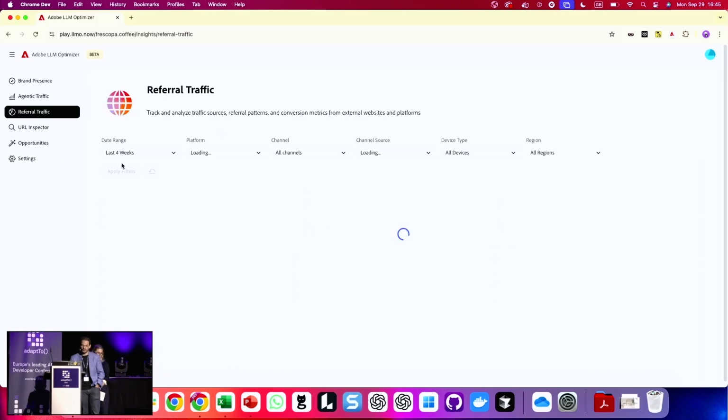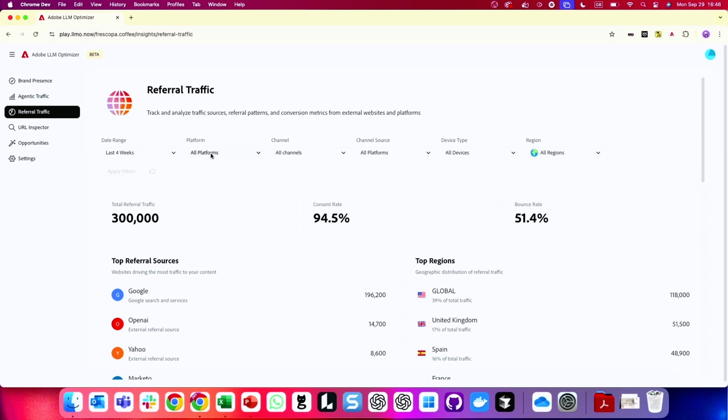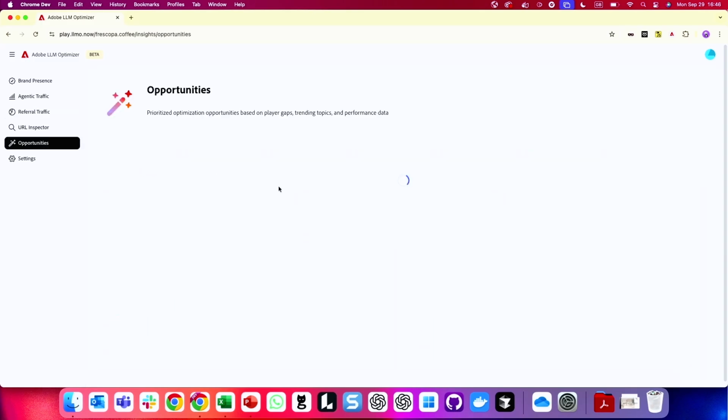We also have the referral traffic information. So these are users who are going to the LLMs and clicking within a citation and then going to the website, right? You can see the bounce rates, if they're continuing on the page or not, the consent rate, so if there's a banner or a pop-up, how much are they consenting, and of course, the traditional things like top referrer, top regions, and last but not least, you can see opportunities.